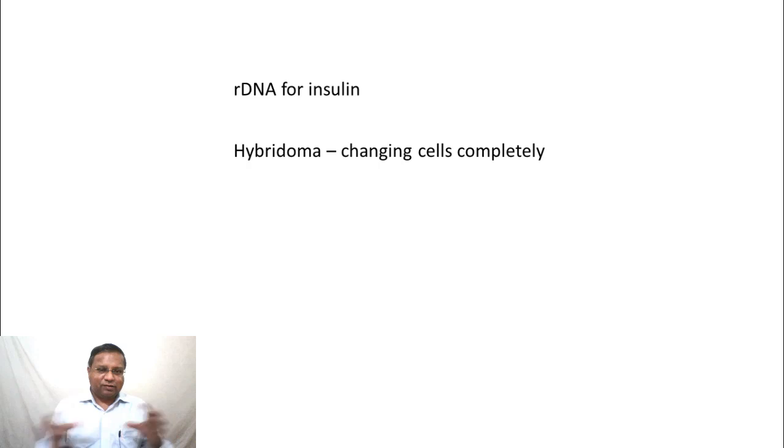And one more step further: rDNA technology is taking DNA and putting it into another organism. One step further is changing the entire cell. An example of that is hybridoma. You take a cell that is cancerous, that can grow forever, and you take a cell that can produce a particular type of antibody, put them together, and you get a cell that produces only that kind of antibody and can live forever. That is changing the cell completely. If you use them in bioreactors, you can get production of the required product, the monoclonal antibody, from bioreactors.